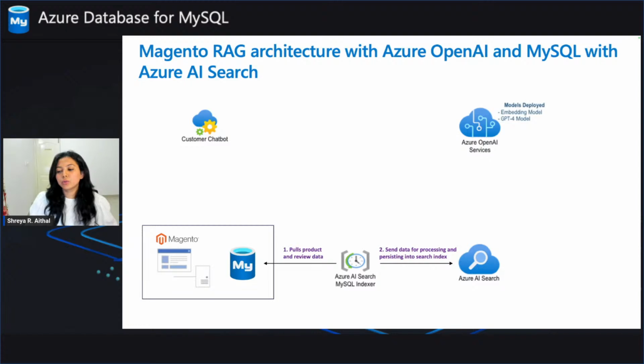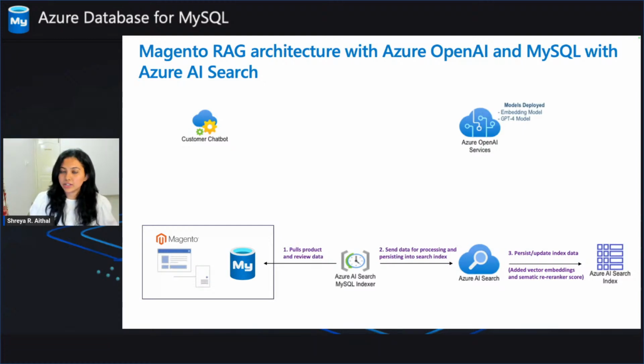Then it's sent for processing and persisting to Azure AI Search. What that means is Azure AI Search internally makes a call to Azure OpenAI services. And this is internal, right? We don't expect you to build this integration to use the embedding models present in Azure OpenAI. And then it goes ahead, adds the vector embeddings, and persists that index data in the Azure AI Search index.